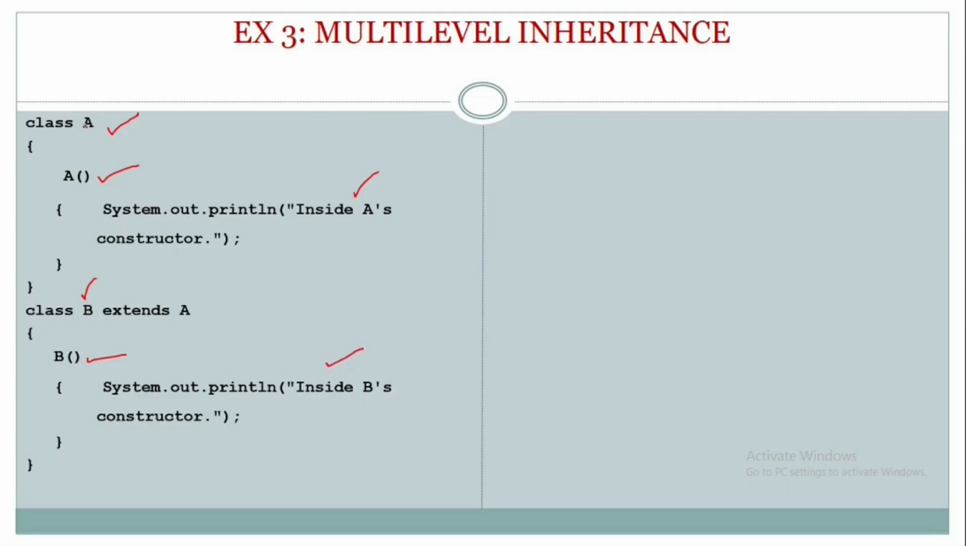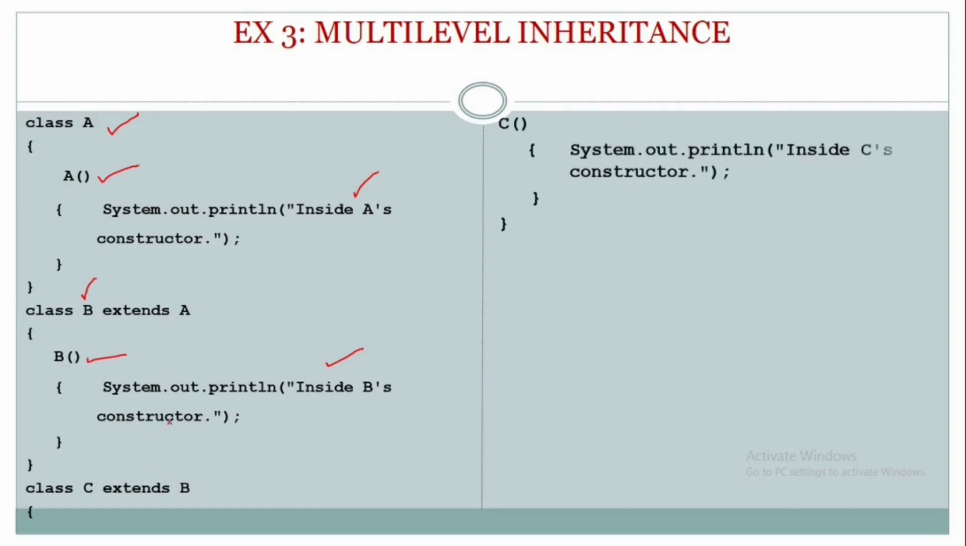Now A is a superclass and B is a subclass. B inherits the features of class A. Now I'll be creating one more class called C that extends B, which prints a message inside C's constructor. In all the classes, we will be using a constructor instead of a method. This is an example of multi-level inheritance. As you can see, C extends B and B extends A.